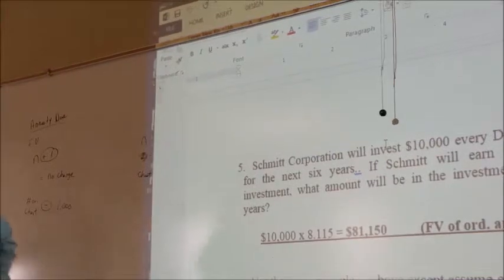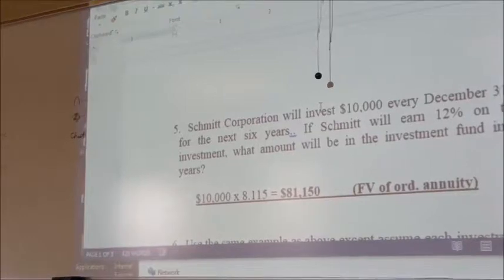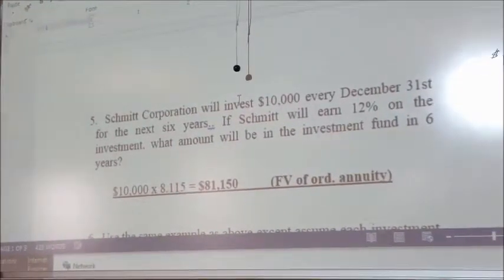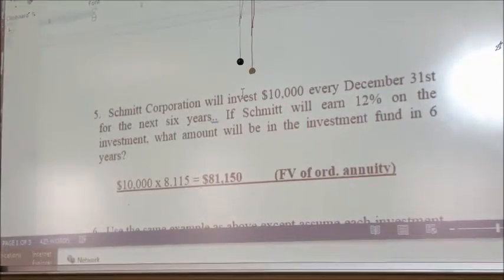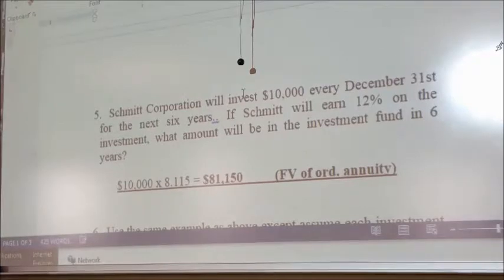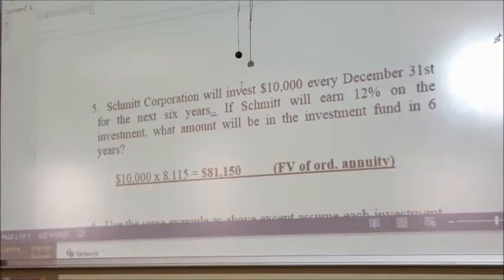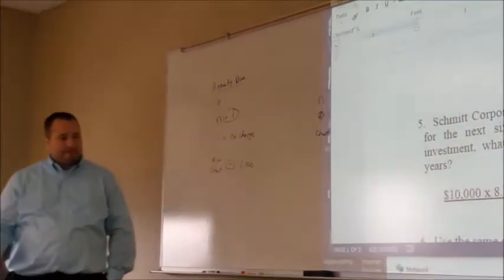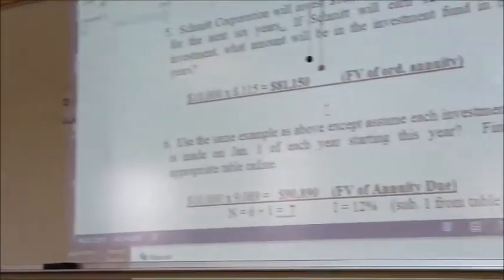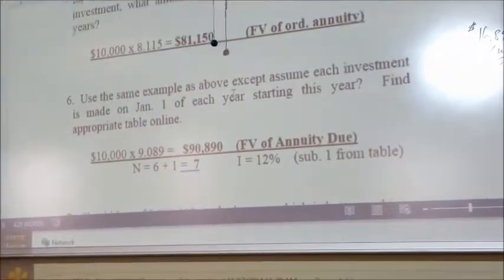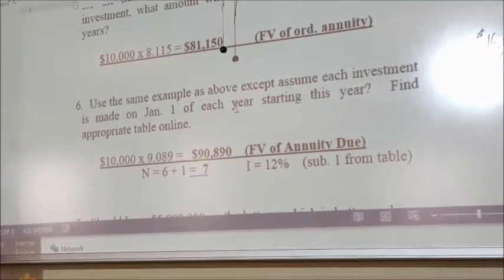And then number 6 is just updating your chart just a little bit so you have an annuity due. Six plus 1. And subtract 1 from the number on the table. So you originally get 10.089.